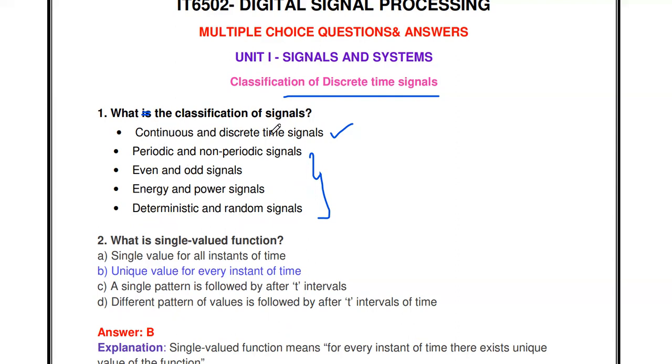So first one, continuous and discrete time. If the signal has amplitude at all instants of time, it is called a continuous time signal. This is the sine waveform, which is a continuous time signal. The signal has a value at all instants of time. The next one, discrete signal. Discrete signal means the signal has a value only at definite times, that is, for n equal to 1, n equal to 2, n equal to 3. Only at those instants does the signal have a value. This type of signal is called a discrete signal.